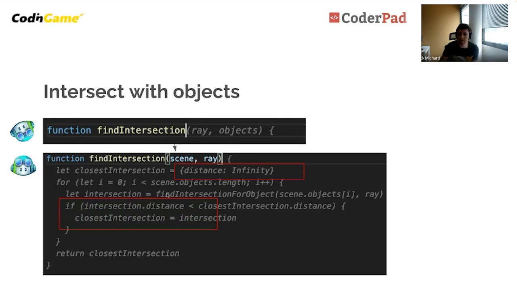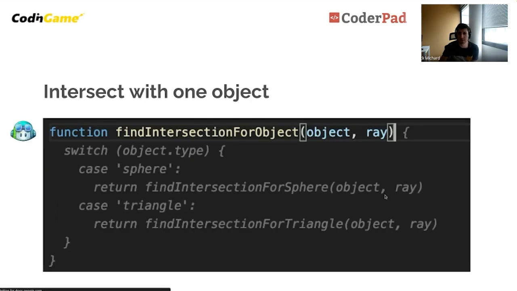We need to define this findIntersection for object function that doesn't exist yet. So I'm just typing the name again and it generates the function. And you can see it is actually pretty good at inferring the context, because it knows that I have only defined two types of objects, sphere and triangle. So it proposed a switch with only sphere and triangle and the correct function name for both of them. This is pretty amazing.